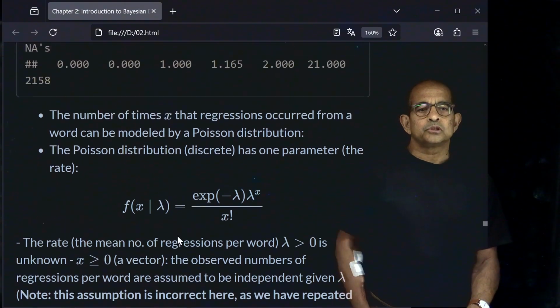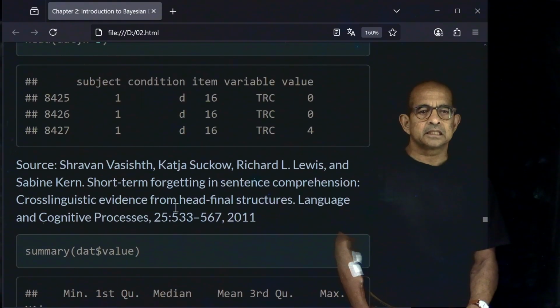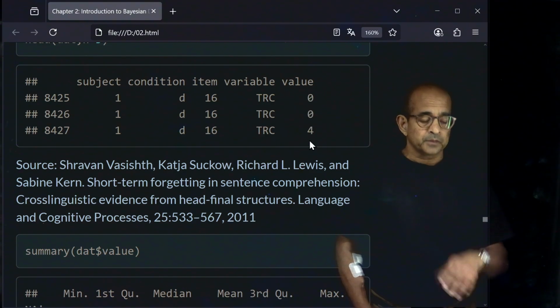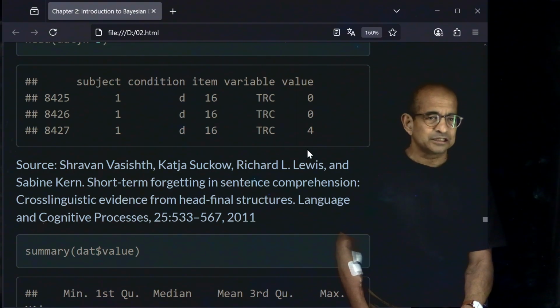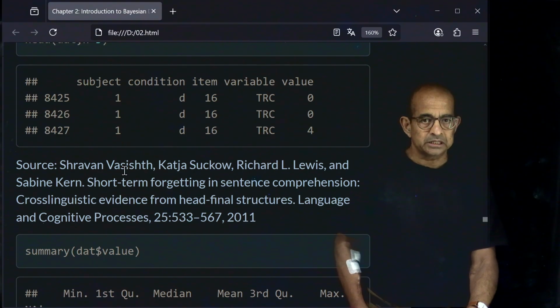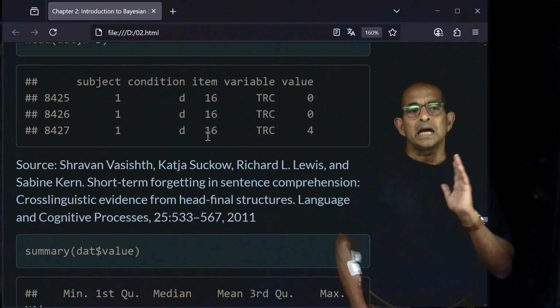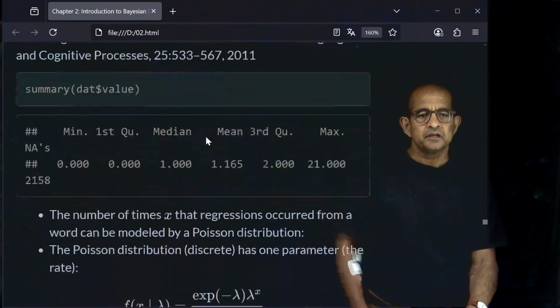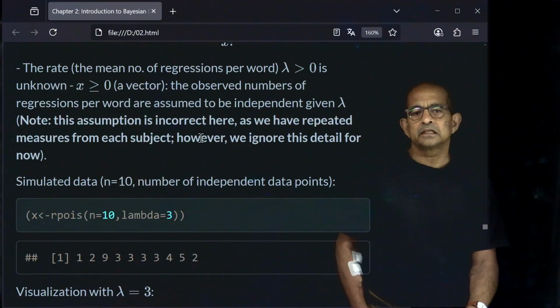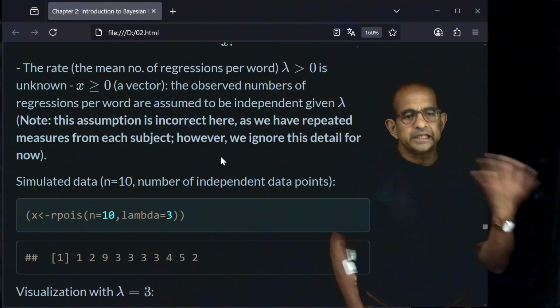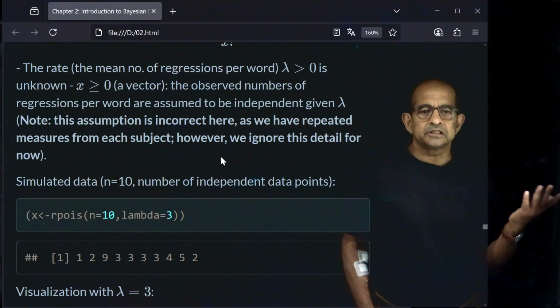Now, one thing I want to point out is that in the discussion that I'm going to do right now, I'm going to assume that these data are all independent and they are coming from the same Poisson distribution. That assumption is false because I have repeated measurements here, so the data are not independent. I have multiple measurements from each subject, multiple measurements from different items. That's a problem I will deal with later on in chapter 5. But right now we're just going to pretend that the data are independent, all the n data points that we have.